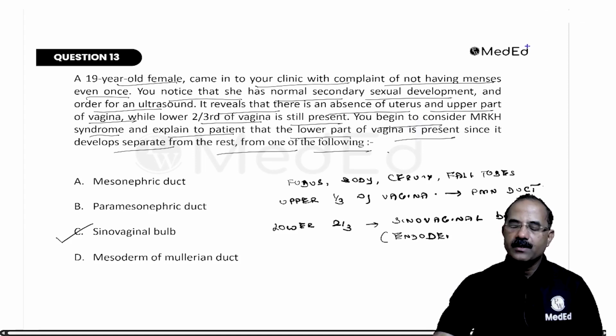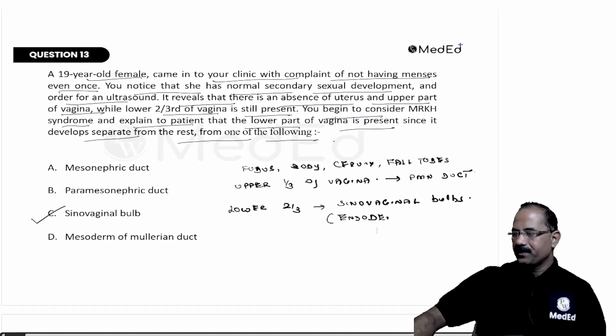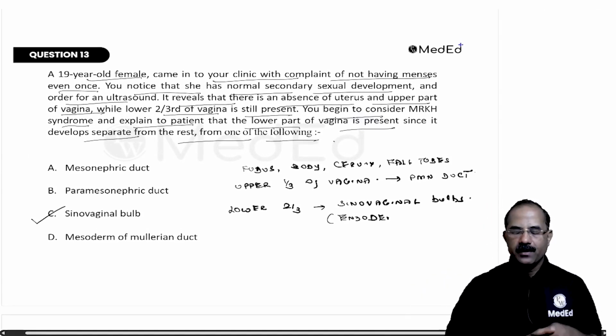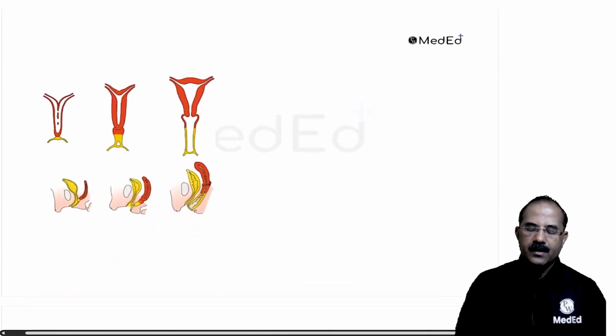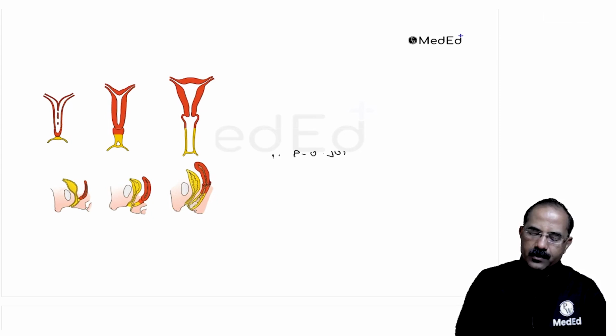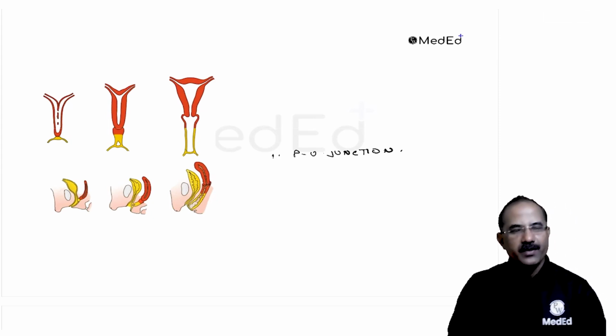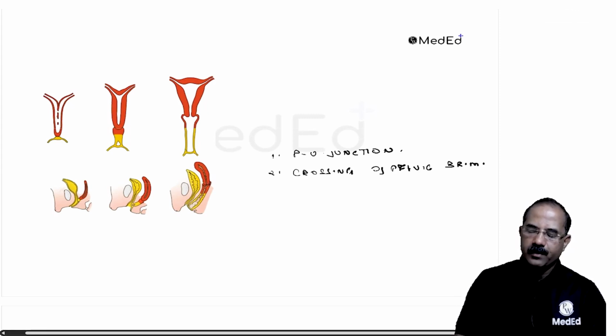Can anyone tell me the constrictions of ureter? Can you say the constrictions of ureter? Anyone? Okay, there was some problem. Constrictions of ureter, can anyone tell me? Hello, children, come on. Constrictions of ureter. Okay, say it. One is the pelvic-ureteric junction. Our Naman wants the constrictions of ureter. So one is the pelvic-ureteric junction. Second is crossing of the pelvic brim.